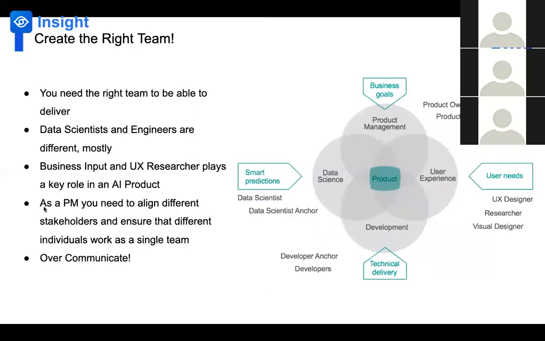Okay, so I see a question. What is a data scientist anchor? So there's a team of data scientists. There would be one person who would lead it. So that's where the anchor comes into play. You have to work very closely with the anchors, your data scientist anchor, your technical manager, your data scientist manager, your user experience manager, to ensure that everything is aligned.